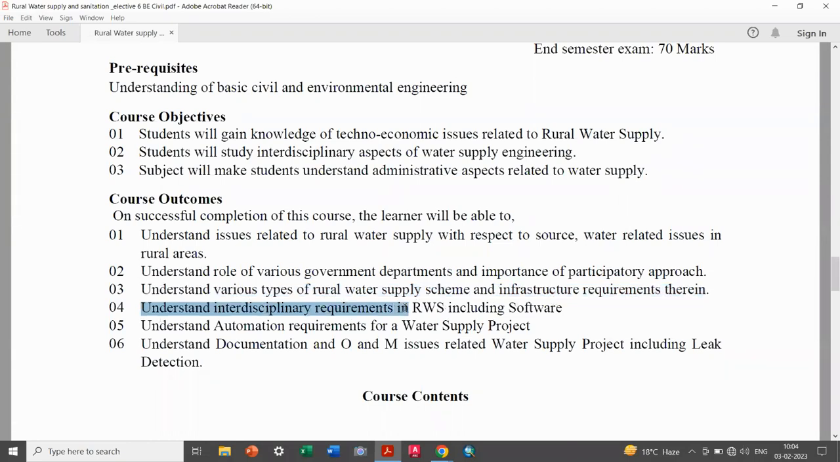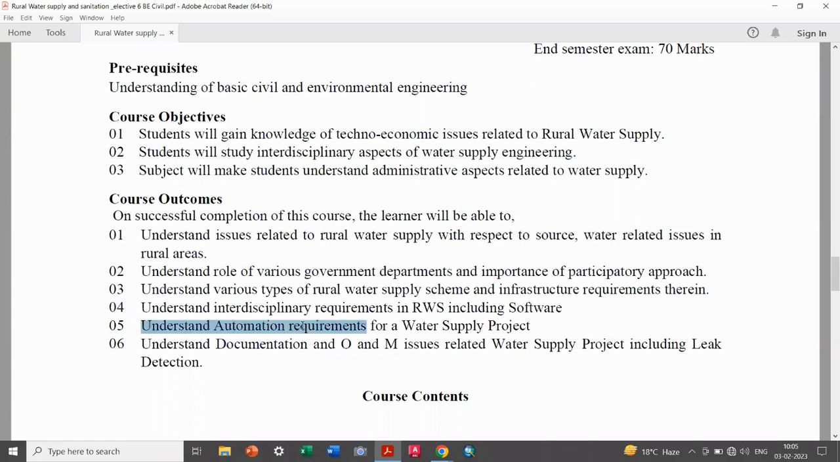Then understand interdisciplinary requirements in rural water supply, including software. As of now, most of the systems are planned through SCADA software, which is part of automation, and manual intervention is not required much. Even at our rooftop water tank, you can maintain the level of the water by adding sensors. They will measure the water level and automatically switch the pumping motor on and off, so that the water level will be maintained in the ESR. So understand the automation requirement for the water supply project.